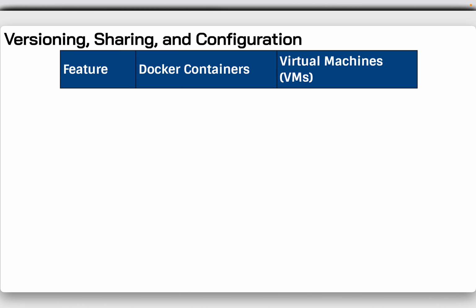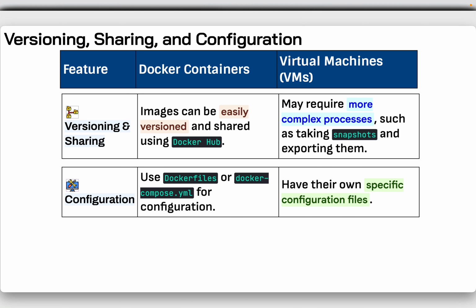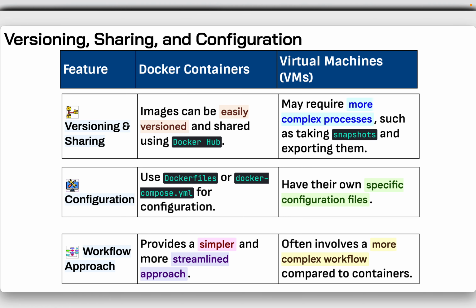Next, versioning, sharing, and configuration. Docker images can be easily versioned and shared using Docker Hub, while VMs may require more complex processes such as taking snapshots and exporting them. Docker containers use Dockerfiles or Docker Compose YAML for configuration, while virtual machines have their own specific configuration files. Docker provides a simpler and more streamlined approach to versioning, sharing, and configuration compared to VMs.